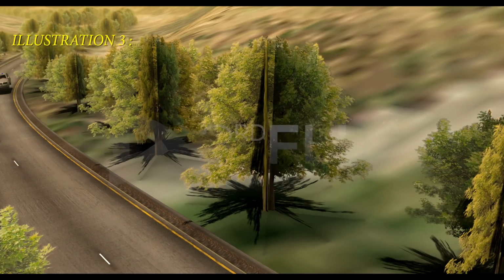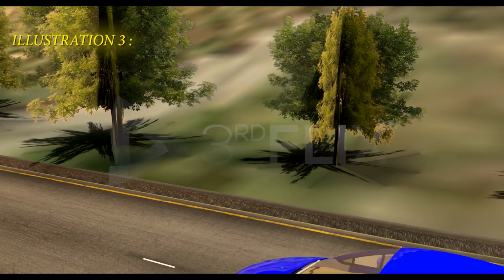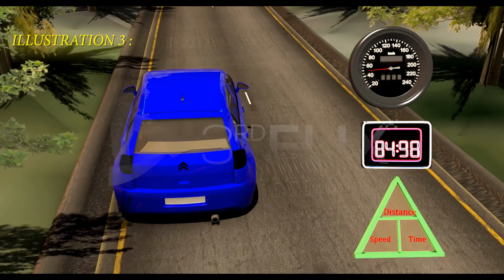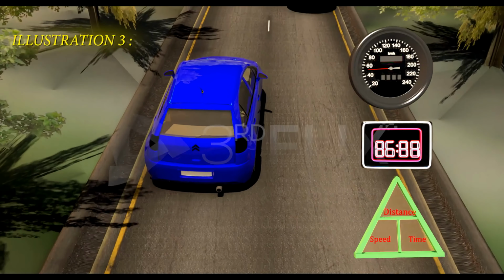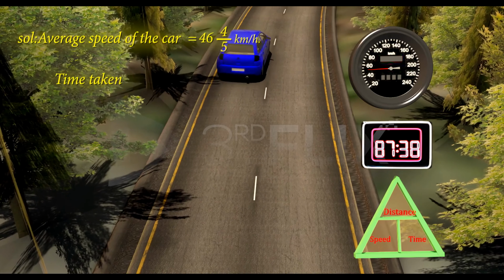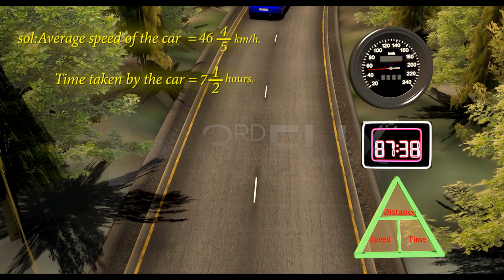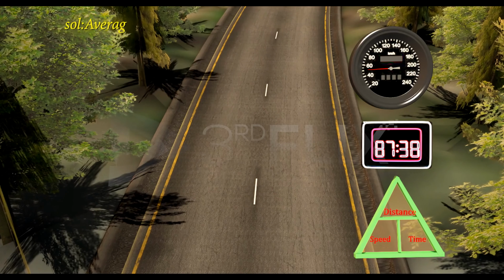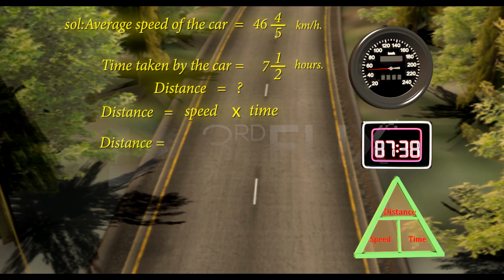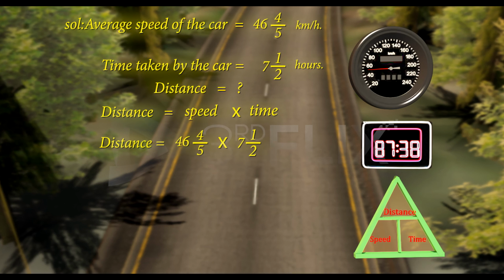A car is moving at an average speed of 46 4/5 km per hour. How much distance will it cover in 7.5 hours? Average speed of the car and the time taken by the car are given. Required is to find the distance covered by the car. We know that the distance equals speed into time. Distance equals 46 4/5 into 7 1/2.